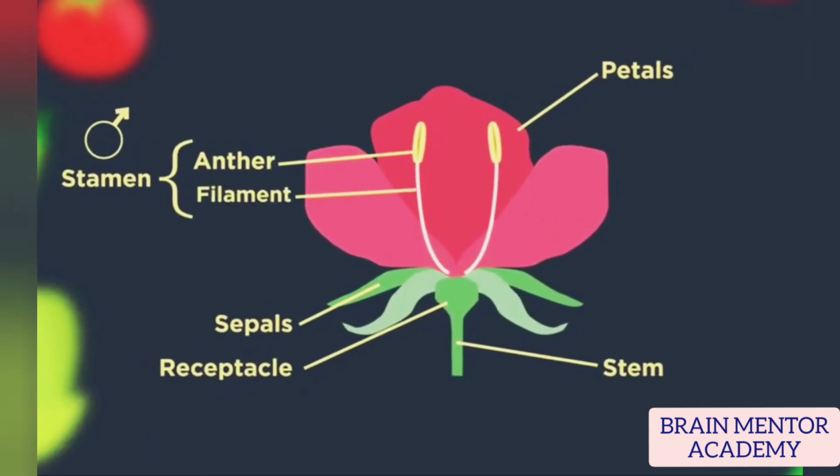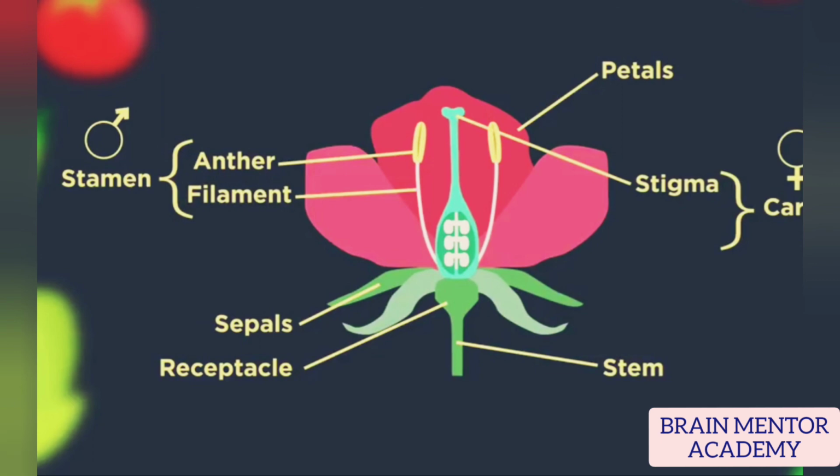The male pollen is produced in the anther, where it is then dispersed during pollination. The female parts of the flower are the stigma, style, and the ovary.